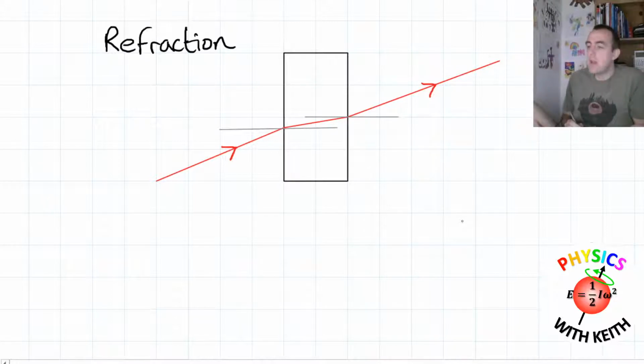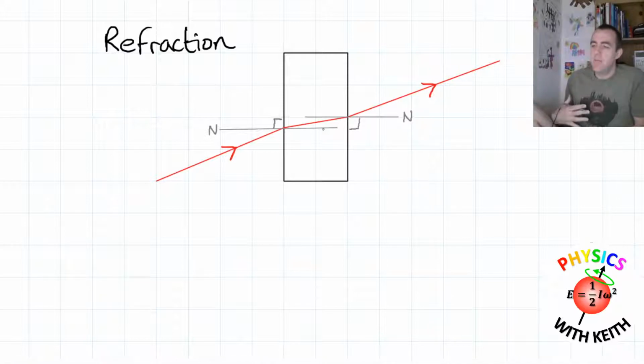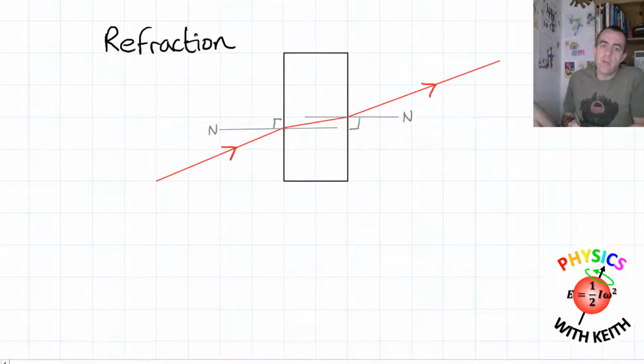Now I've added two grey lines here. These two grey lines are 90 degrees to the surface of the block. And we call those normals. The word normal in physics means 90 degrees. So those two lines are just construction lines. I've just drawn them to help me complete a diagram. They're not lines in space that are really there, and I could have drawn these normals anywhere. I've chosen to draw them where this ray of light enters this glass block.